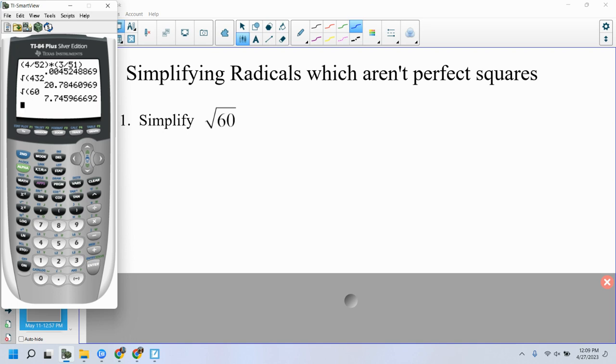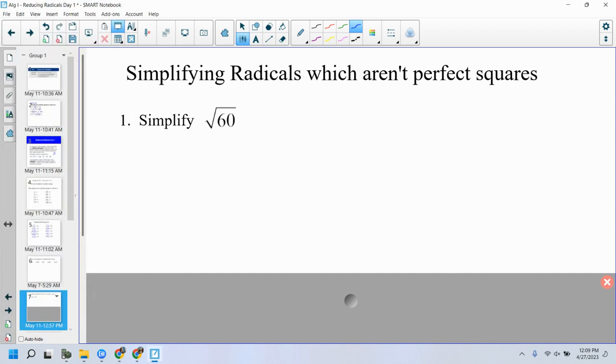So technically, 7.745966692, blah, blah, blah, blah, that's not going to be exact. So to make it exactly non-rounded, what we're going to be doing is putting things in simplest radical form. Now, I'm going to teach you a method of doing simplest radical form. There are other methods. I will talk about some of the other methods tomorrow, but today we're going to stick with the method of what's called using factor trees.